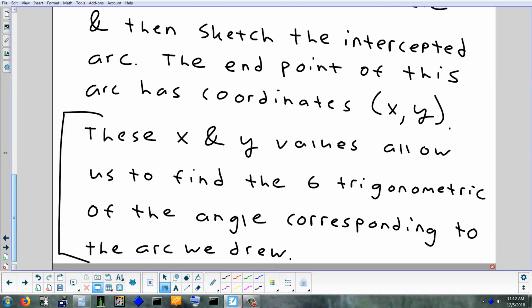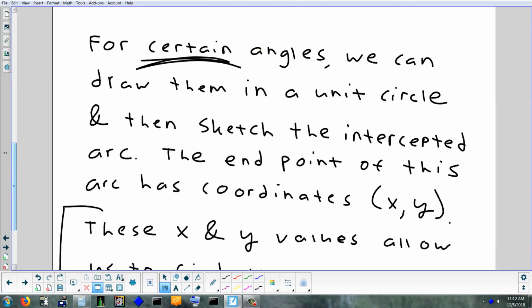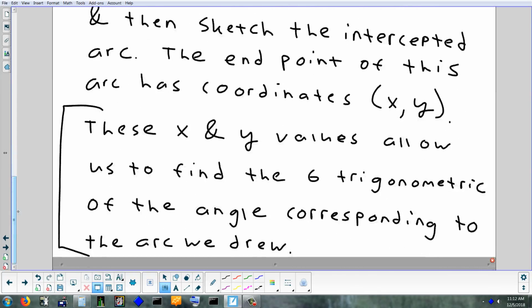Now, notice I said up here, I said certain angles. When I say certain angles, if you want me to be specific, I mean any angle that's a multiple of 30 or 45. If you said to me, well, what if I want to draw a 17-degree angle and find the coordinates for it? I don't know exactly how you would do that. At least not as exact an answer. That's a little harder. So the ones that we can do are anything that's a multiple of 30 or 45.